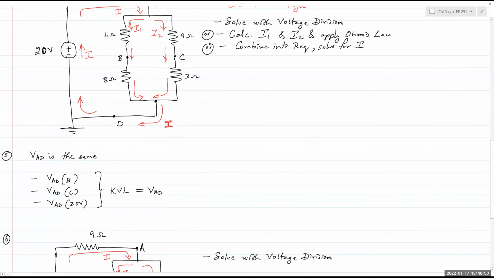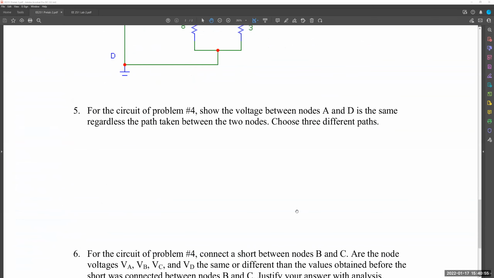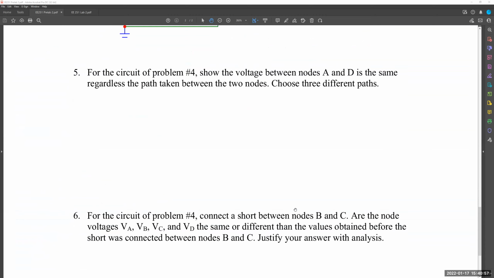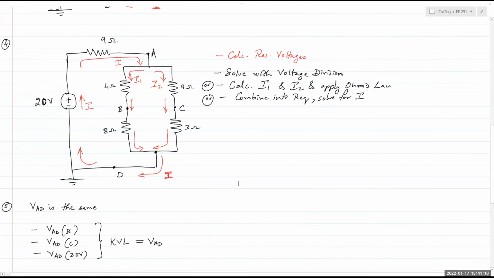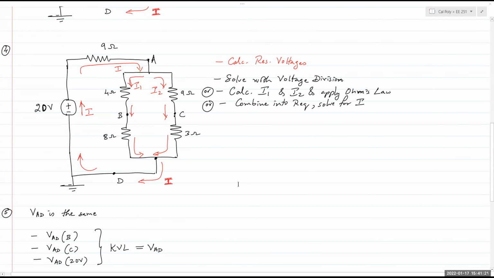In problem number 5, what we are asking you to do is to show that the voltage between nodes A and D is the same regardless of the path you take between the two nodes. So let me explain the question. It's asking you to determine VAD by taking 3 different pathways.